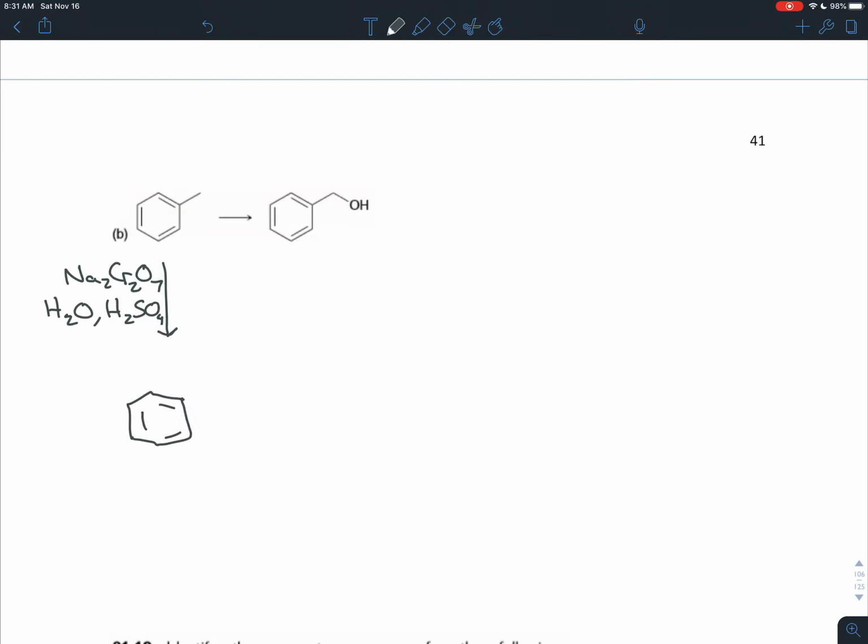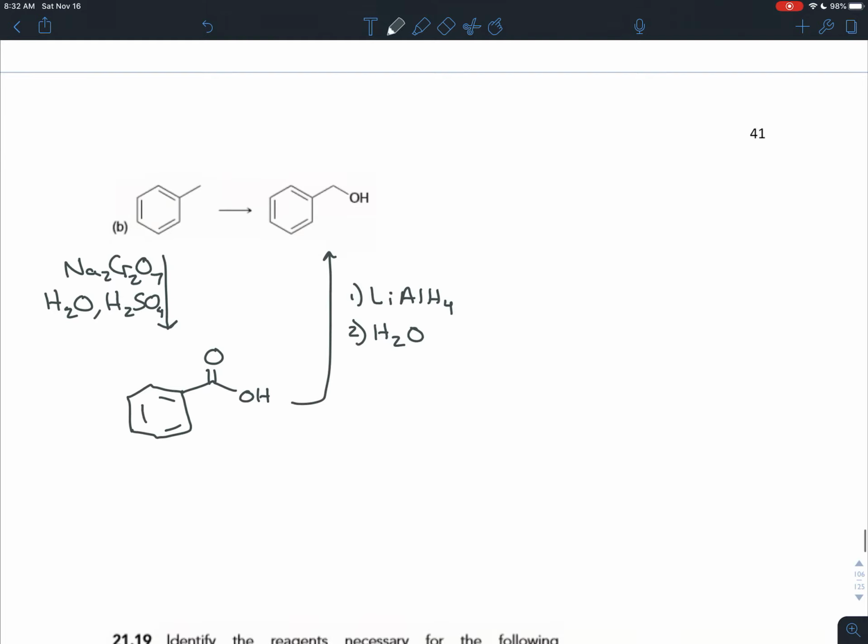And that gives us benzoic acid. And then if you compare this with the product that we want, you'll notice this one has more bonds to oxygen than we want. So now we have too many bonds to oxygen. To reduce the bonds to oxygen, you do a reduction. You use a strong reducing agent like lithium aluminum hydride. And you always follow that up with water.